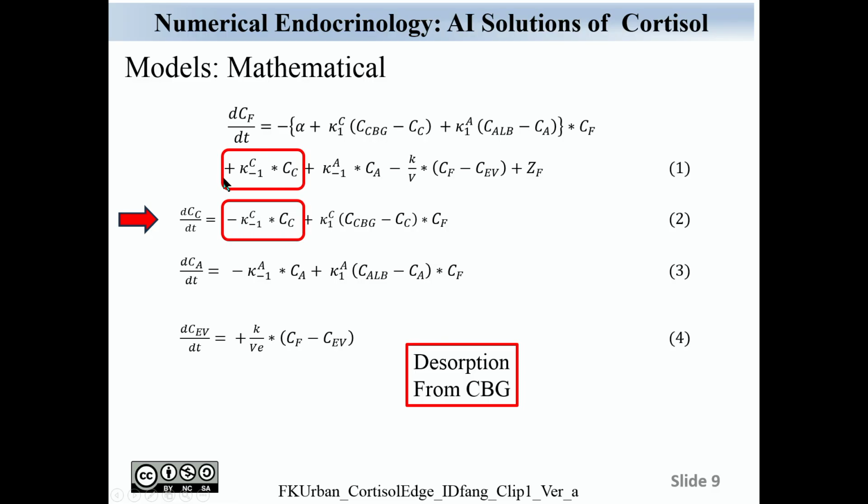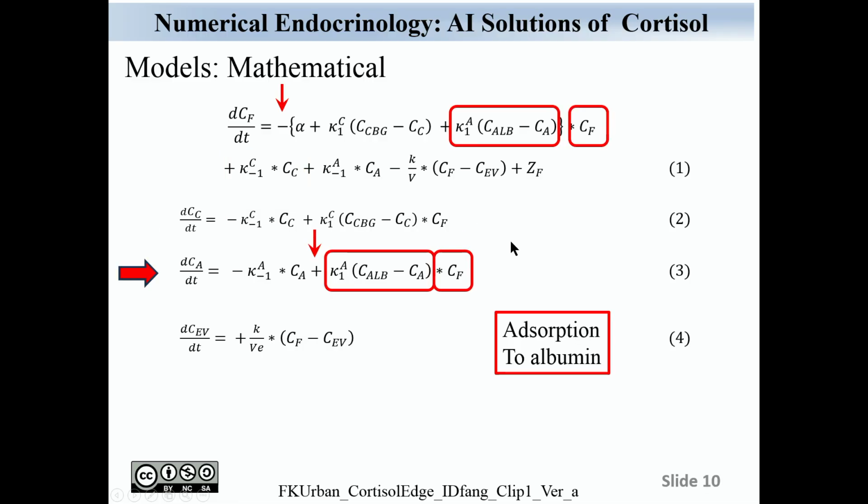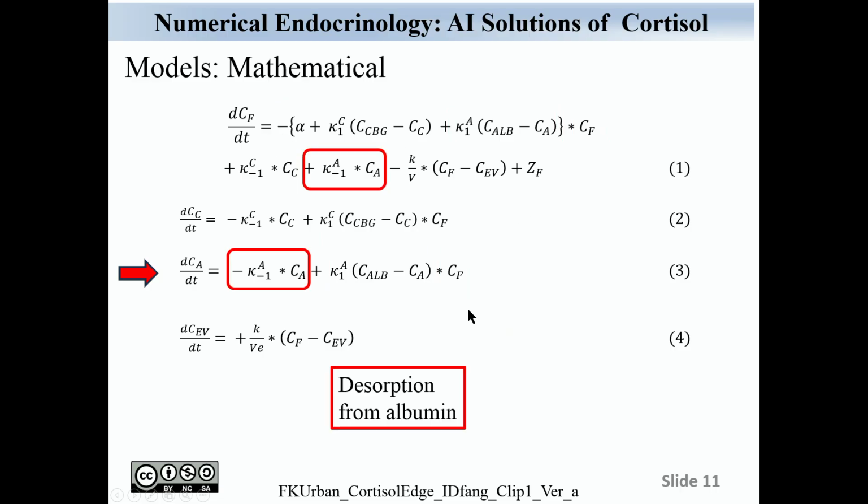So you can see the sign change, and these are the standard chemistry equations for that. And now that we do the same, basically I'll go quicker for adsorption to albumin. This is the adsorption. So when it's adsorbed, it increases the concentration of cortisol adsorbed to albumin, C sub A, and it decreases the amount in free. Here's the minus sign again. And the opposite is true for desorption.